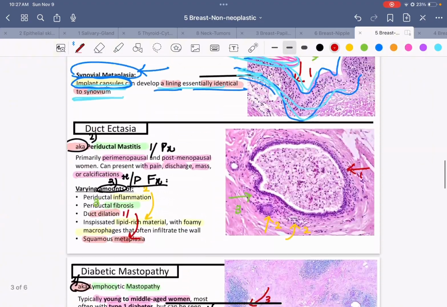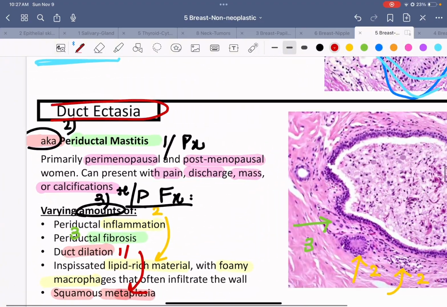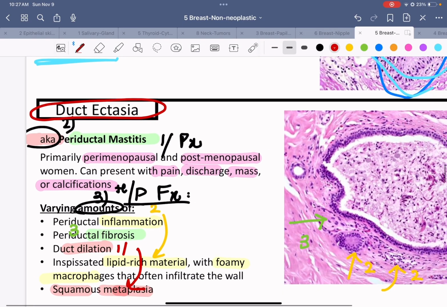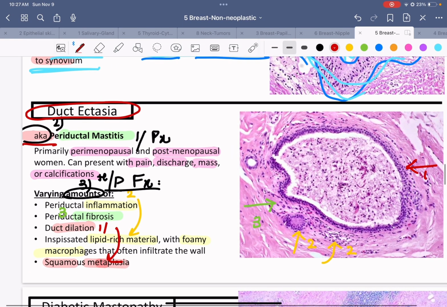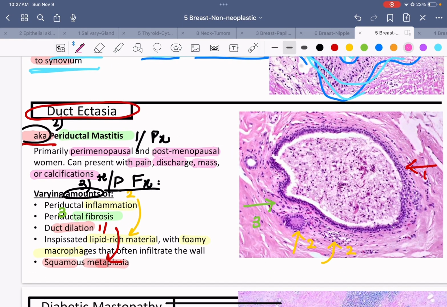The first one from them is duct ectasia. Another name for duct ectasia is periductal mastitis. The clinical presentation would be a perimenopausal or a postmenopausal woman who presents with pain, discharge, mass or calcifications. And now, what do you expect to see on a biopsy, right? So the first thing, as the name indicates, is that it's duct ectasia. So you should find a duct that is very dilated, number one.